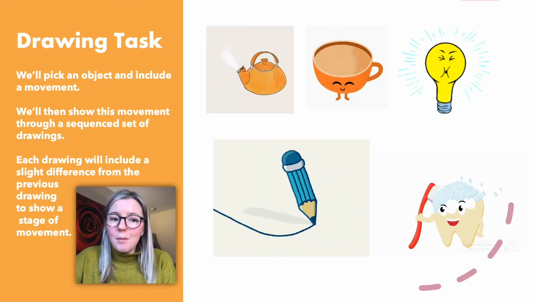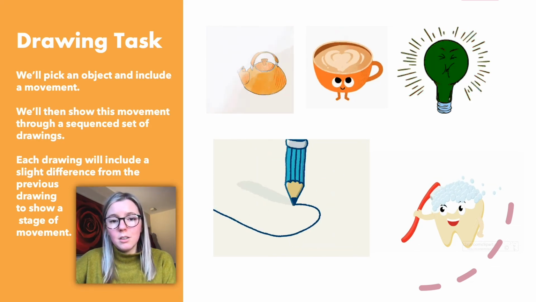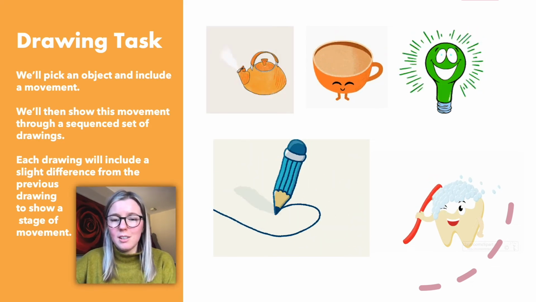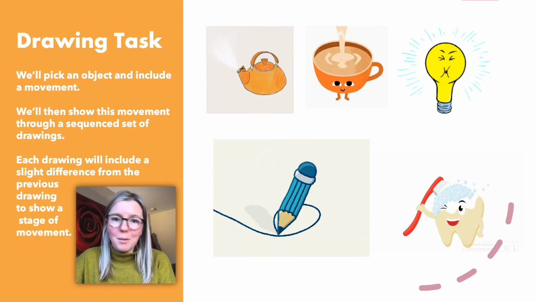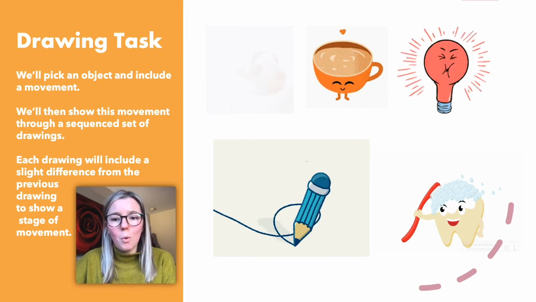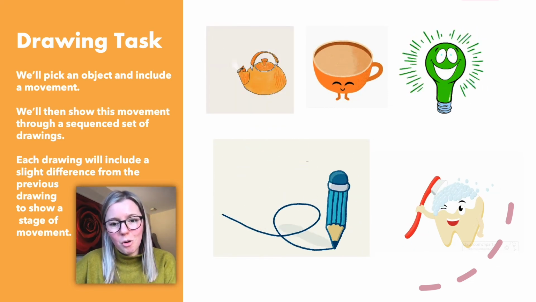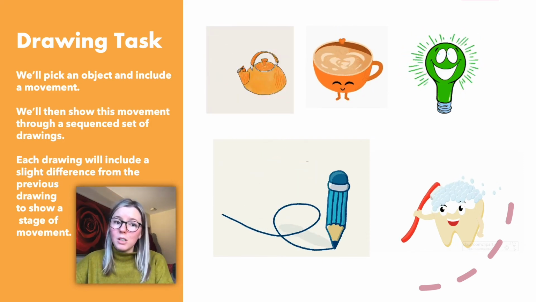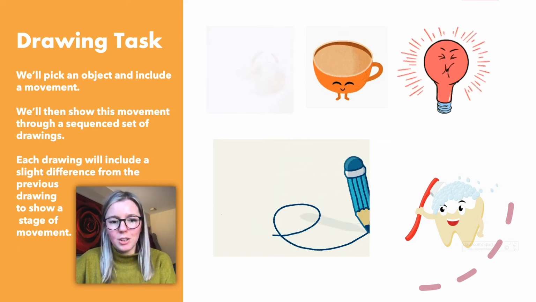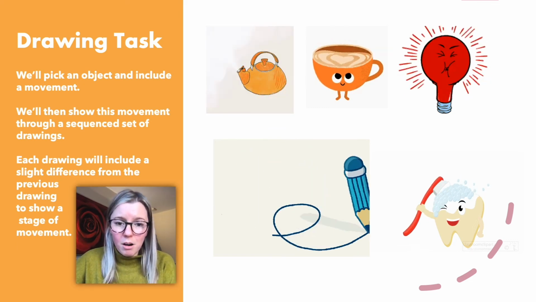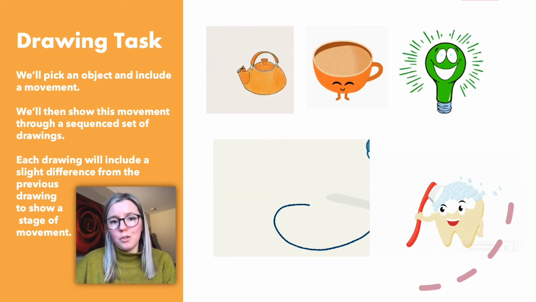Our first step, we go in to pick an object and include a movement. So I've included a few ideas on the screen to get your ideas flowing. You can have a cup of tea or a cup of coffee being poured, the movement in the coffee drops, or a pencil drawing a line. That'd be quite a good one, I think. I'll leave that up to you. It's completely your choice. Then the second part, we are going to show movement through a sequenced set of drawings.